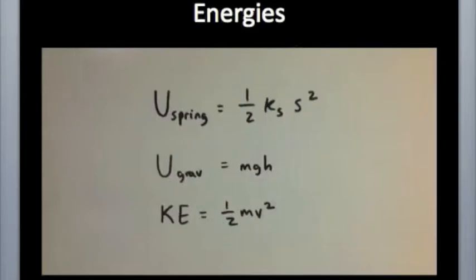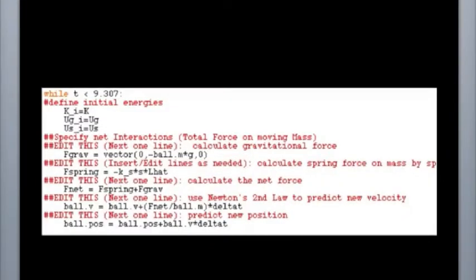Now for the system's energies. The energies that are present are the kinetic energy, gravitational potential energy, and the spring potential energy. First, the initial energies are assigned to these variables. As the system moves, however, the values of these variables change. The net force, as shown here, is the spring force, which is Hooke's law, and the gravitational force, which is mg in the negative y direction.